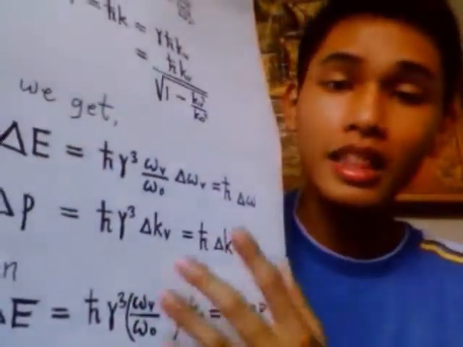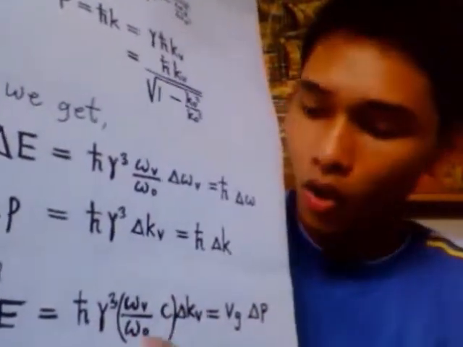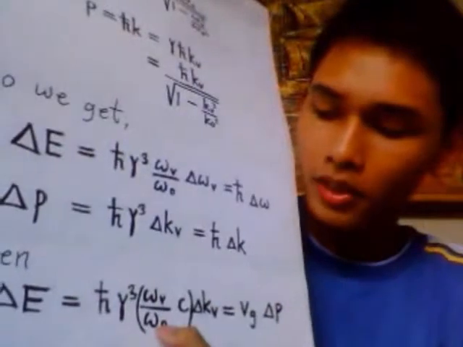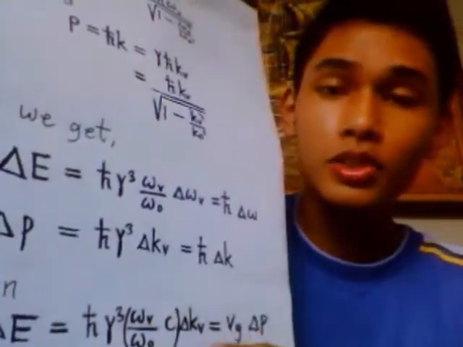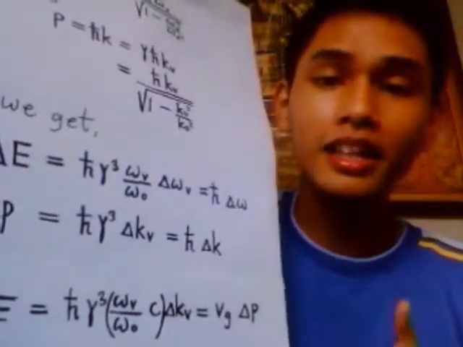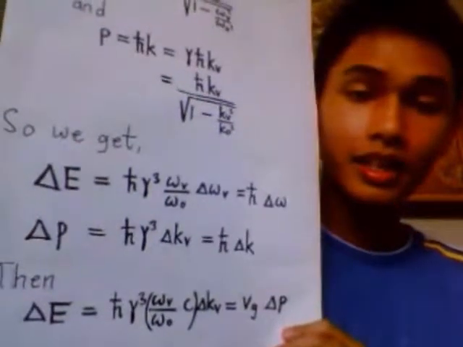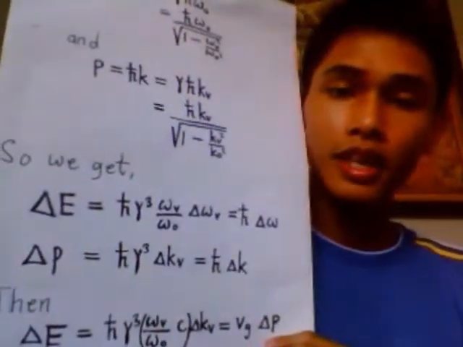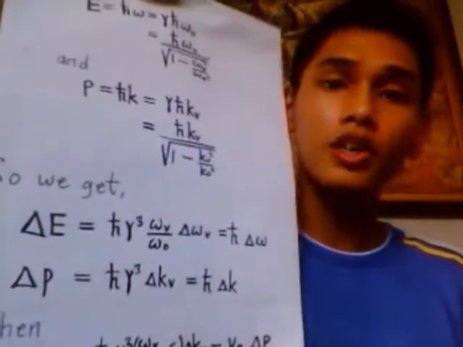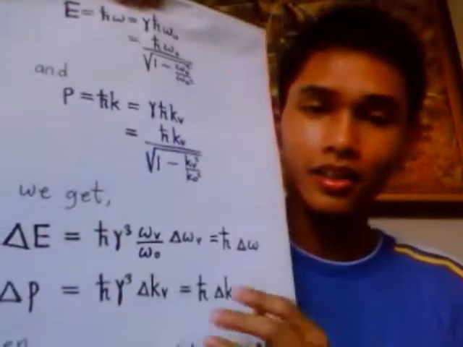Okay, so in this condition, when omega p is close to omega 0, the coefficient of c is close to 1, and it means the group speed is close to the speed of light. And then the uncertainty of E and the uncertainty of p are related by the group speed, which is close to the speed of light. Okay, next.